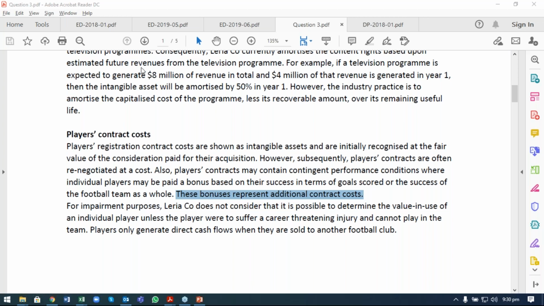Yes, player is not a separate cash generating unit. It could be a separate asset, but impairment cannot be charged on the player as a separate asset. Impairment should be charged on the team as a cash generating unit. The whole team should be evaluated for the impairment test. You need to look into the basic requirements. I'll be guiding it a little bit later.